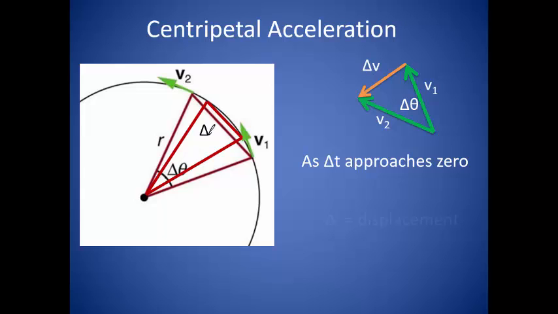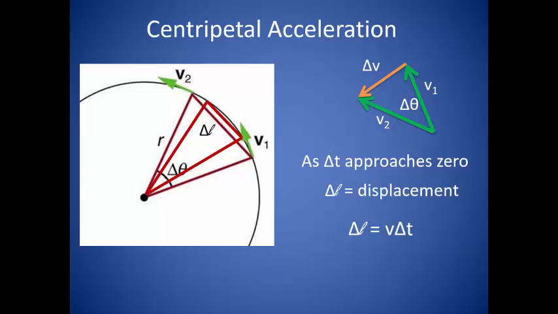So for very small angles, we can say that the distance that we travel along the arc of our circle is equal to the displacement between those 2 points. We can quantify that and relate it back to our velocity by taking the velocity times the time.